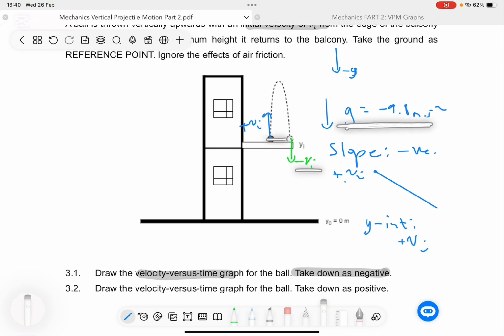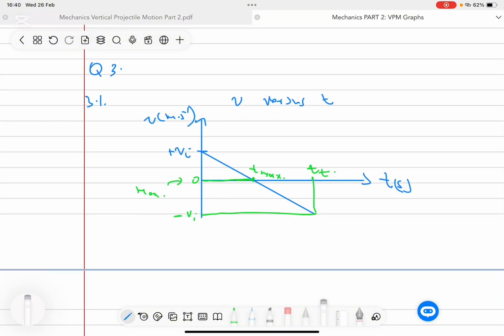This projectile accelerates at a constant rate. It changes its velocity at a constant rate. That's why the speeds at every point when it goes up are the same as when it goes down. Now, this represents the downward part of the motion.